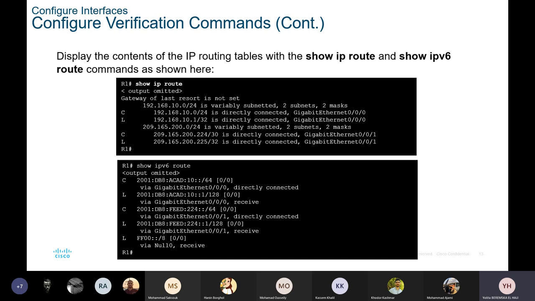L is logical for local connectivity, and this is actually 192.168.10.1/32, which is the interface of G000 on R1. And as you see here, directly connected gigabit Ethernet 000. The next network in the routing table is directly connected, C, the IP address that we have seen in the topology, on gigabit Ethernet 001. This is the logical for local connectivity, which is the other one, with /32.